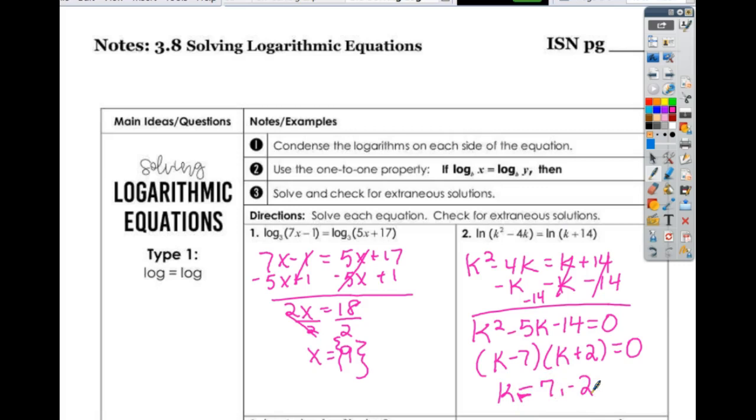So will either one of these make anything up here negative? So if I put negative 2 here, I get 4 and then plus 8. So that's positive and this is positive. So these are both going to work.